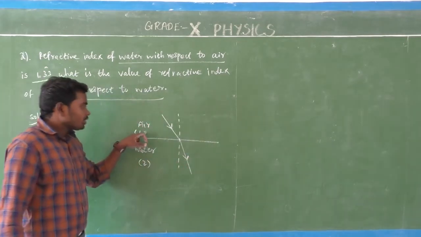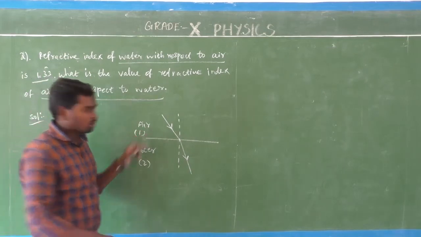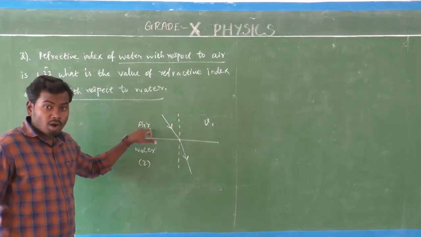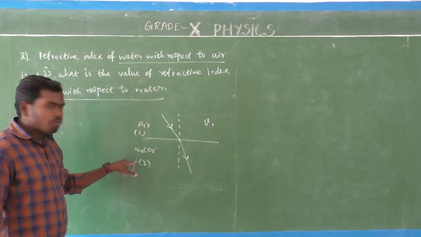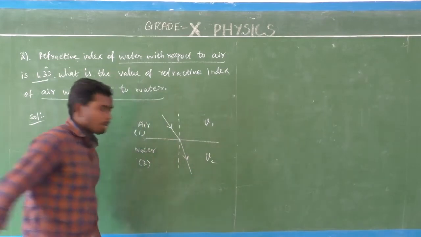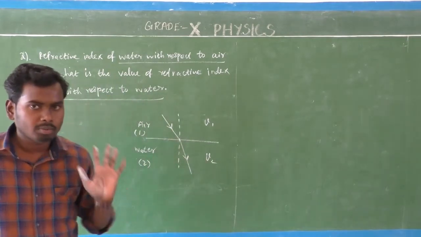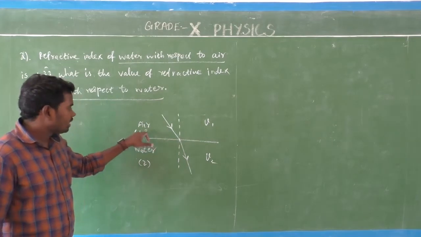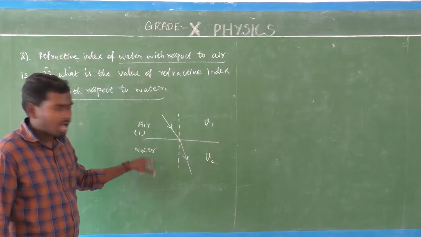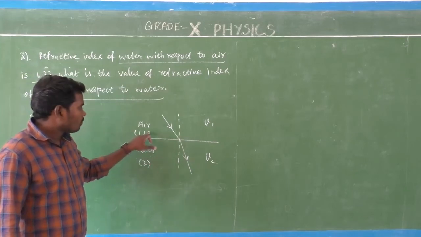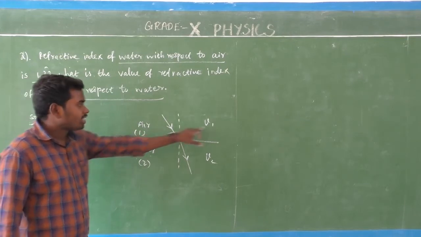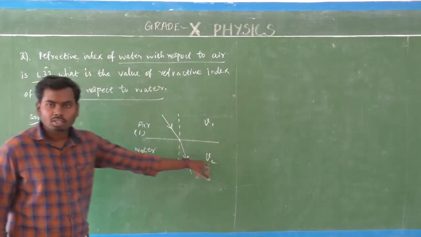Yes. Now the speed of light in air medium, which means medium 1, is v1. The speed of light in medium 2, which means water medium, is v2. Keep this concept very simple. Consider two media: the first medium is air, the second medium is water. Here light goes from air medium into water medium. So the light speed in the first medium, air, is v1, and in the second medium, water, is v2.